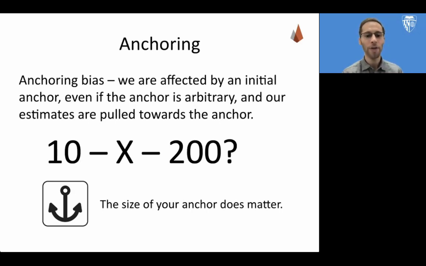But for those who get the 1% anchor, their responses are much closer to the number 10. And for those who get the 20% anchor, their estimate will be much closer to the number 200. The reason this is considered a bias is because most people are unaware of how these initial numbers anchored them to those values. The anchoring bias is basically that we are affected by an initial anchor, even if it's arbitrary, and our estimates are pulled towards that anchor.